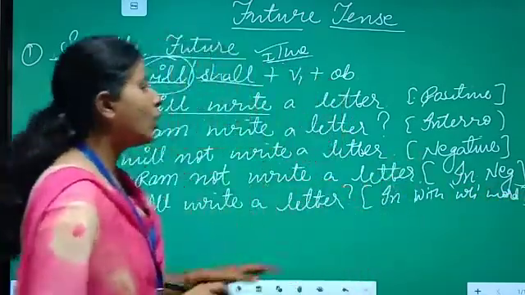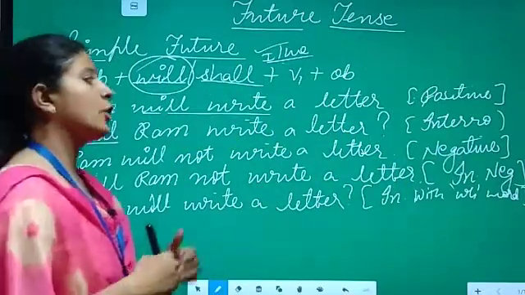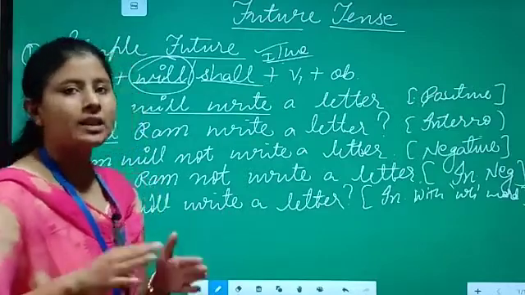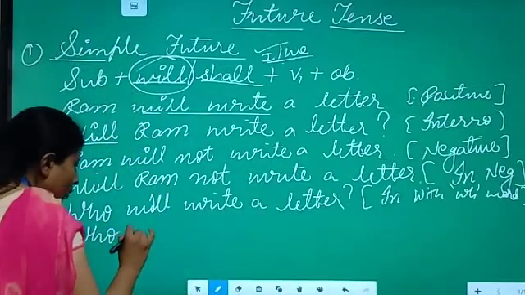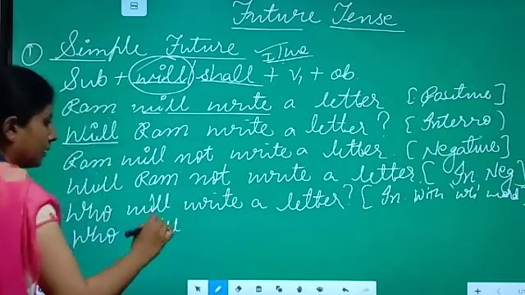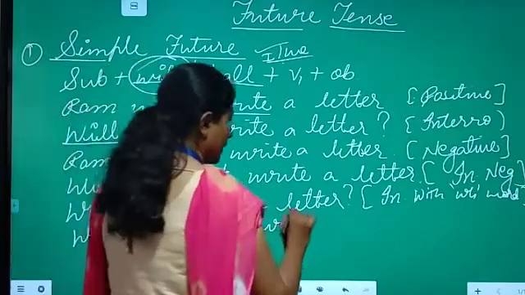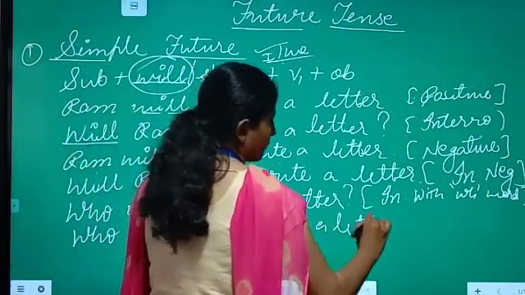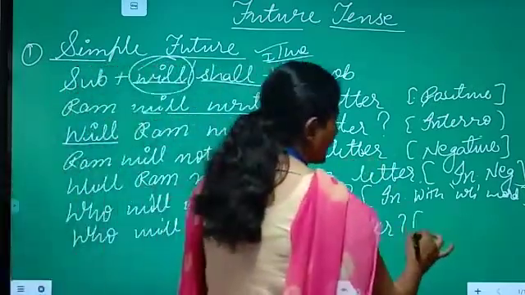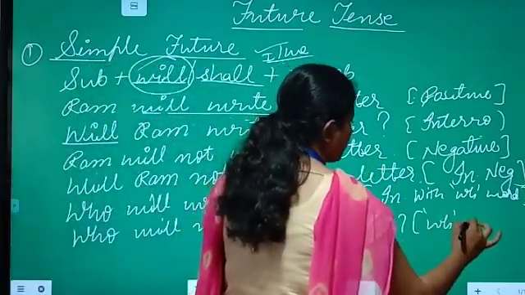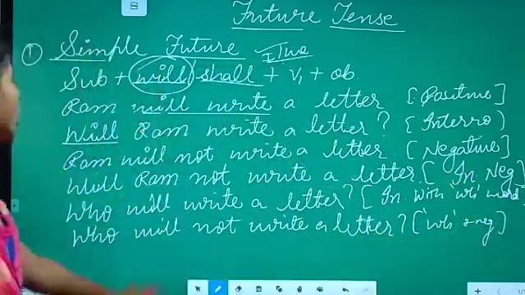Clear? Now the last one is interrogative sentence using WH word and negative. Okay, so who will not write a letter? And the question mark. So this is WH sentence plus negative. Clear?